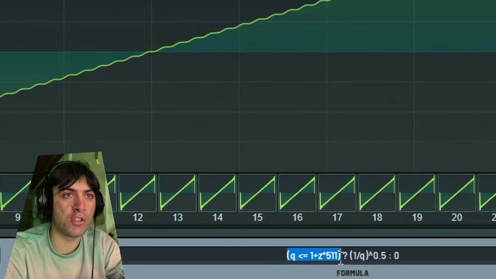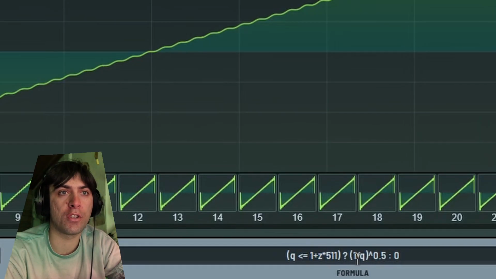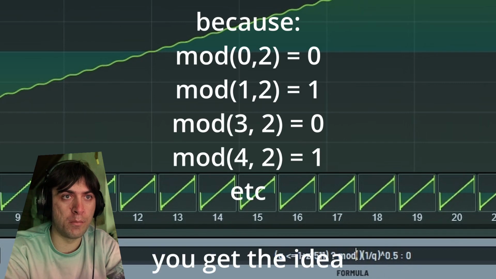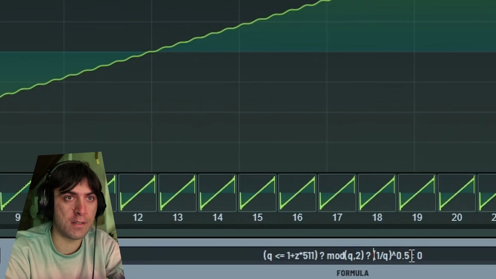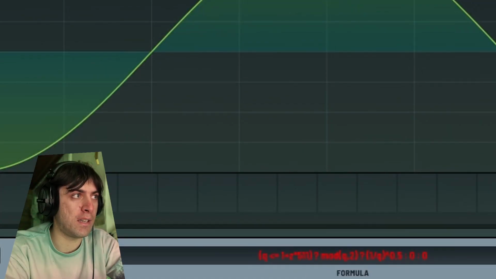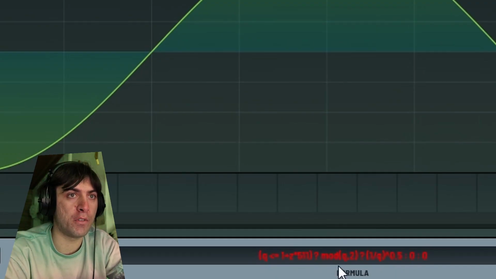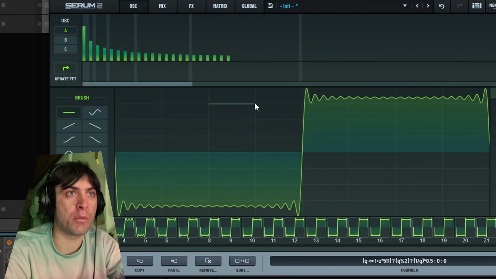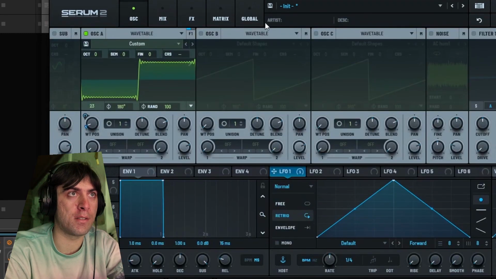So yeah, we have this condition here that says, is Q smaller than this number? But now we will add another condition on top of that. Inside of this condition, is modulo of Q with 2 the case? If yes, then this, and else this. That didn't work for some reason. Yeah, this is supposed to gate every other number, as you can see, so that should definitely work. I just don't know if the mod function works like that in Serum. Maybe it has to be written differently. Could also be that it's this. Yeah. Oh, yeah, and now I created an analog square wave, as you can see.